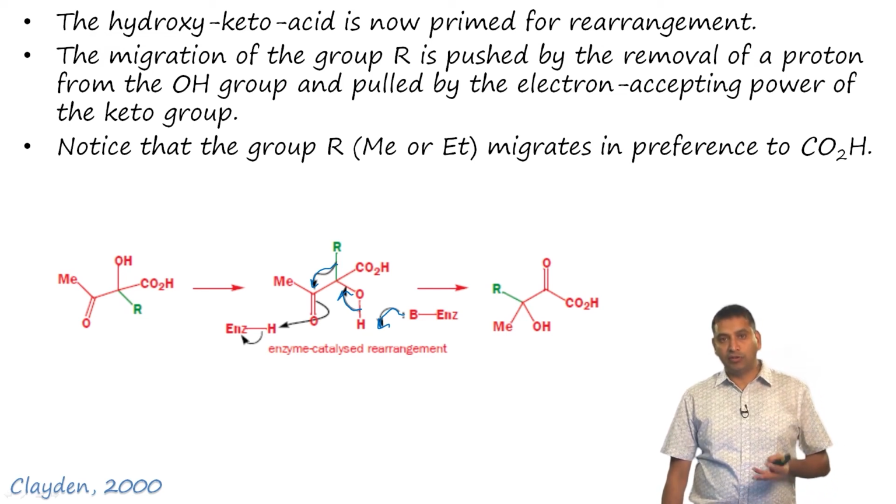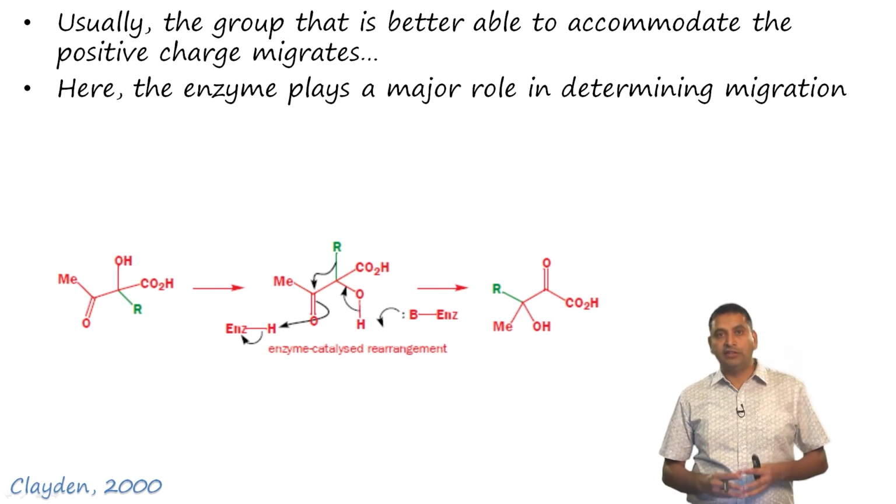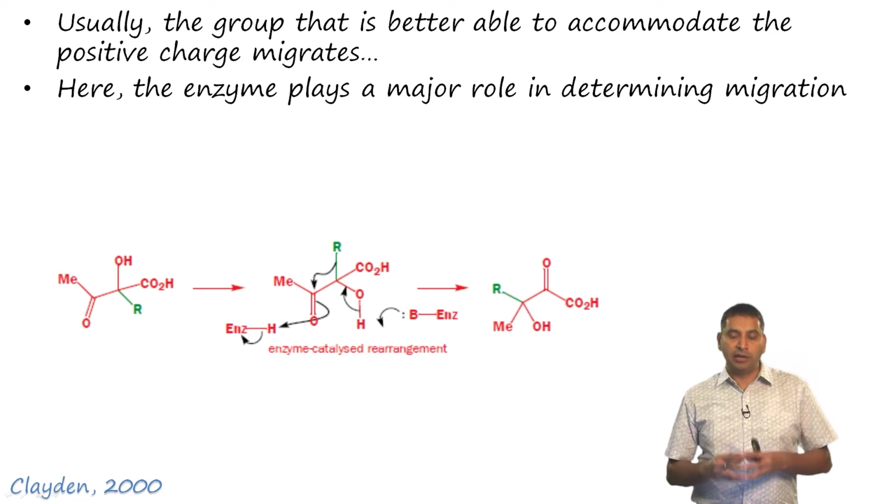Notice that the R group, which is methyl or ethyl, migrates in preference to the carboxylic acid. So, usually the group that is better able to accommodate the positive charge migrates. So, here again the enzyme plays a major role in determining migration.